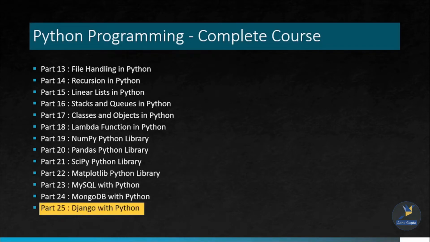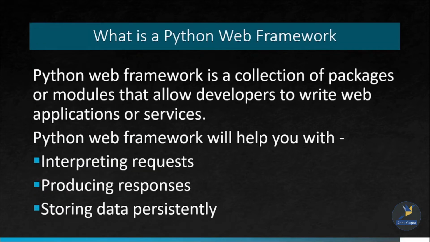This video is an overview of Django Web Framework. So what is a Python Web Framework? A Python Web Framework is a collection of packages that allow developers to write web applications or services. With it, developers don't need to handle low-level details like protocols, sockets, or process thread management.